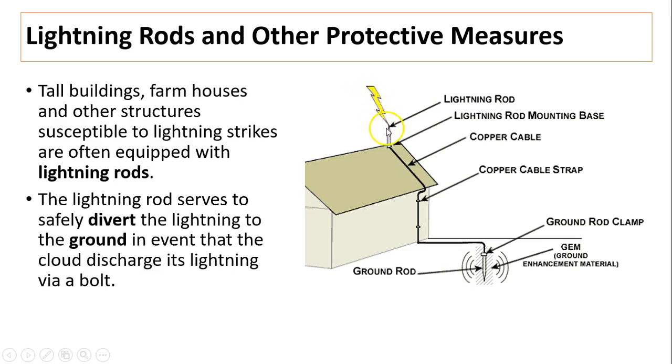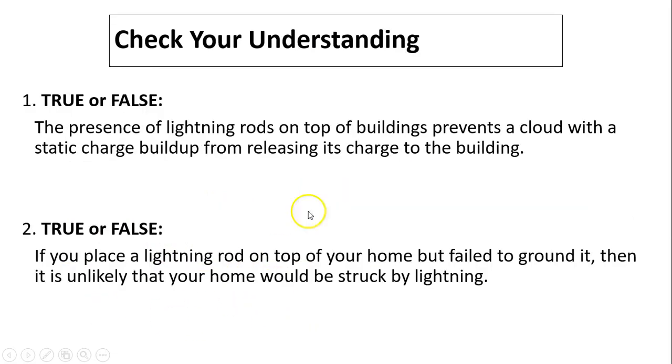When lightning happens, instead of striking the whole house, because you have a tremendous amount of electric field over here, the lightning will come to this point, and you will need a metal copper cable to conduct this to the ground, to take the charge all the way to the ground. That's how the lightning rod protects your house. A lightning rod serves to safely divert lightning to the ground in the event the cloud discharges its lightning via a bolt.